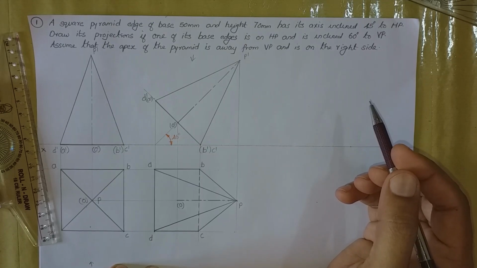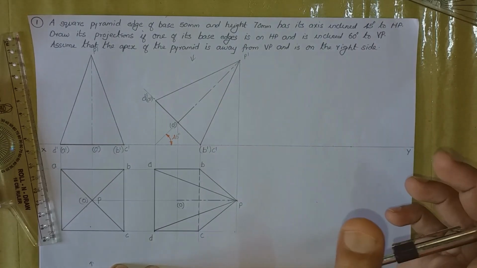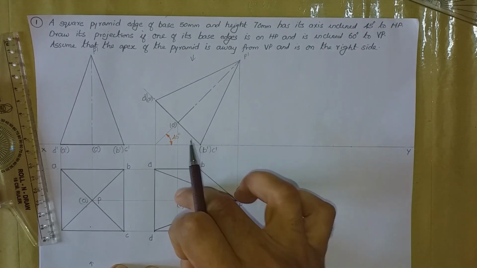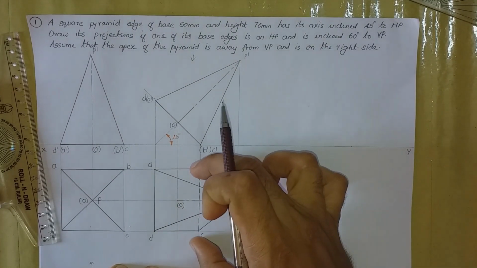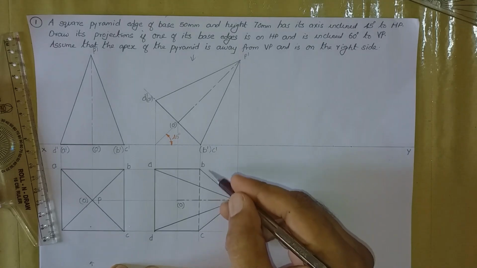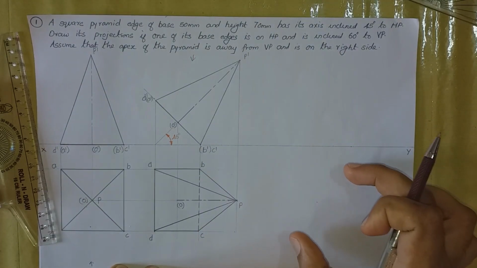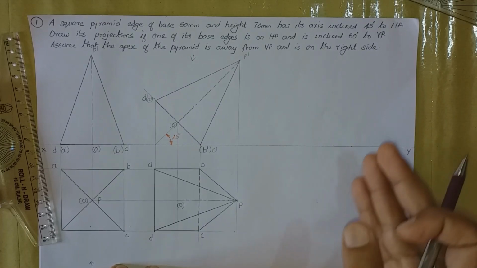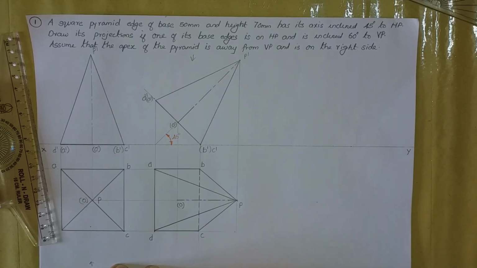Now we have to draw a reconstruction, that is you have to reconstruct this diagram in such a way that the base edge on which it is resting, that is BC, is inclined at an angle of 60 degrees with respect to VP. 60 degrees with respect to VP means in the top view it is 60 degrees with respect to the XY line. Okay.